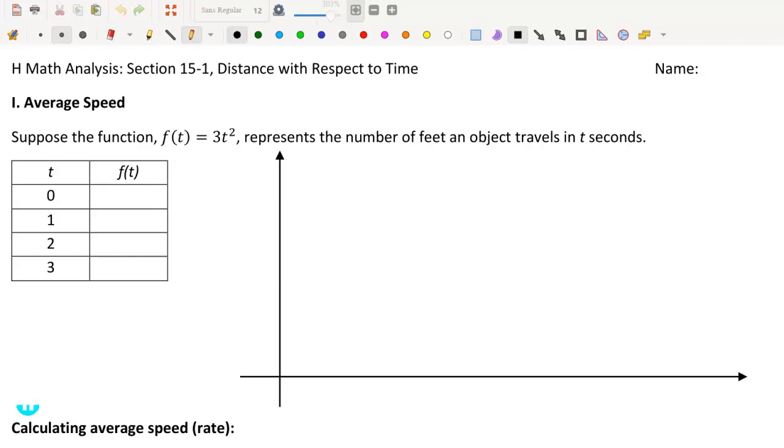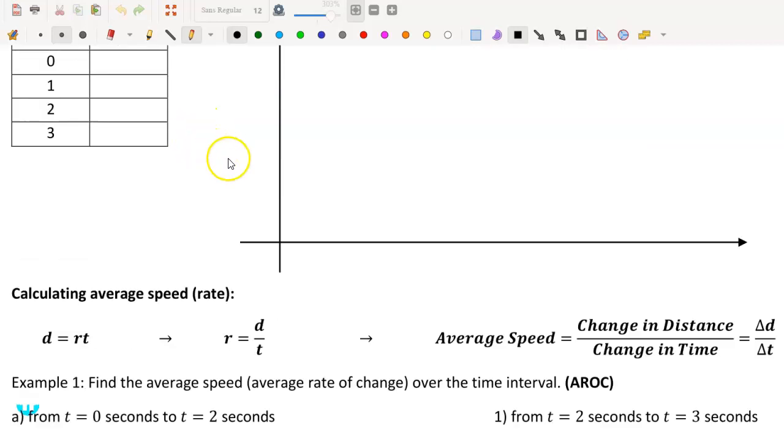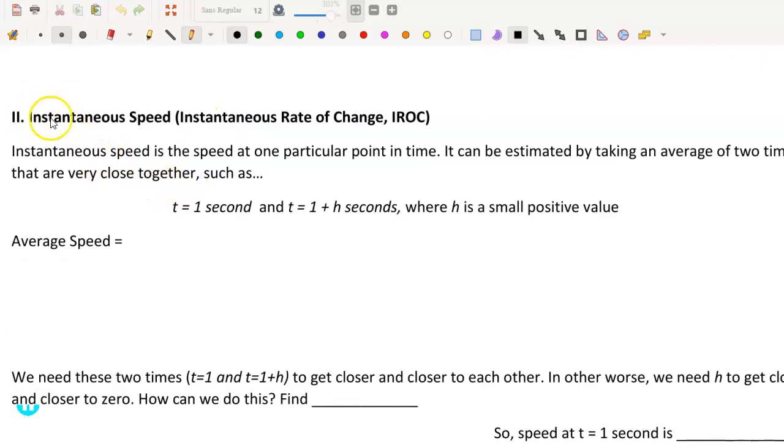So often with calculus, you're going to be working with some function I'm going to tell you, and it's all going to be about how fast this thing is moving. Now there's two types of rates we're going to find. One is the average, which you know how to find. The other one is going to be instantaneous speed, which is going to be more of the calculus stuff.